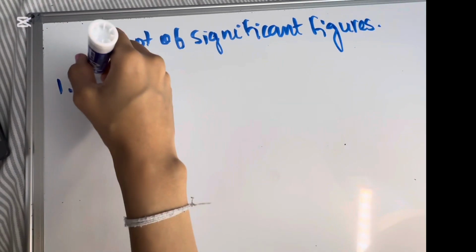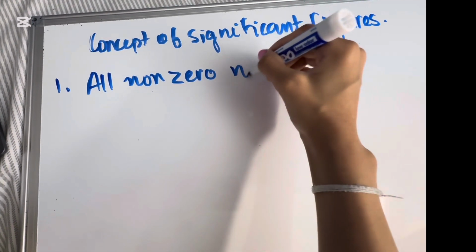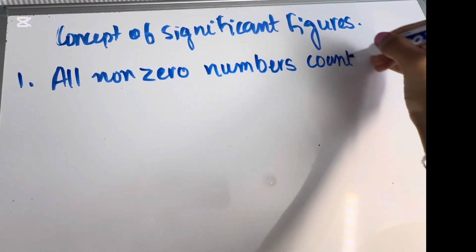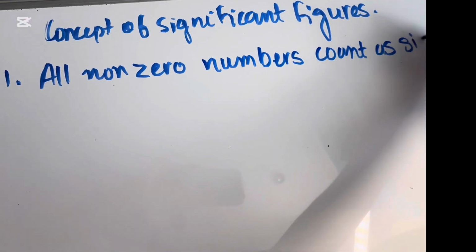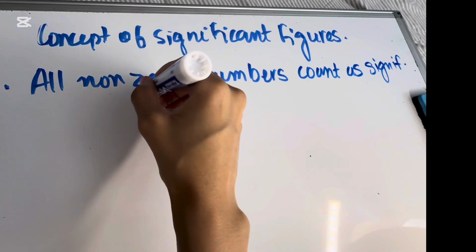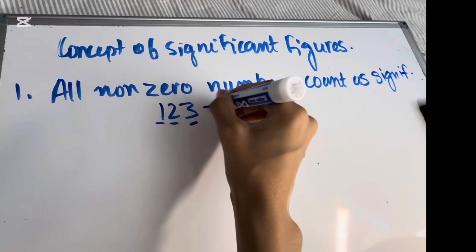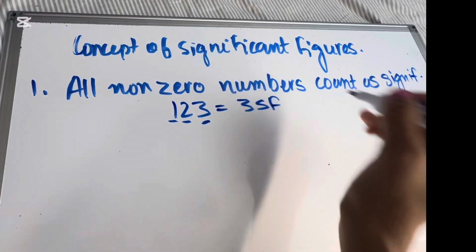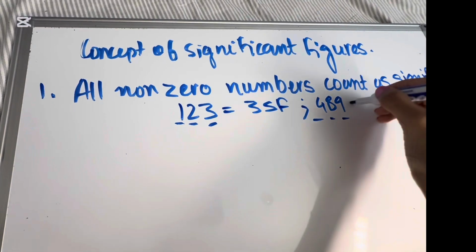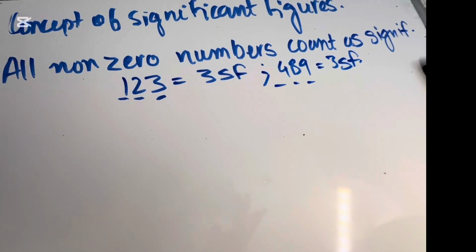Starting with the first rule, it says all non-zero numbers count as significant. That means if we have 1, 2, 3, these are all non-zero numbers, so that will count as 3 sig figs. Similarly, if we have 4, 8, 9, that will also count as 3 sig figs. This is the easiest rule.